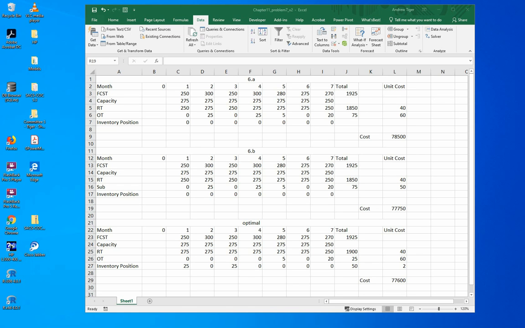In this video we go over chapter 11, problem 7. Some of the textbooks have this as problem 7. In my textbook it's problem 6. If you did this problem, this is the solution to it.